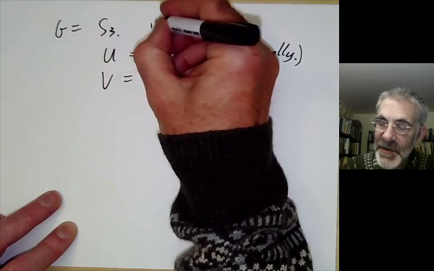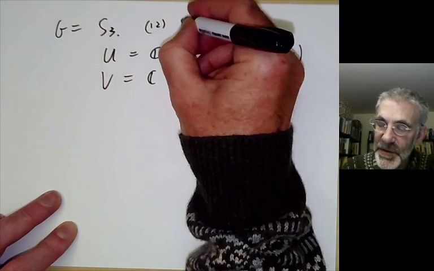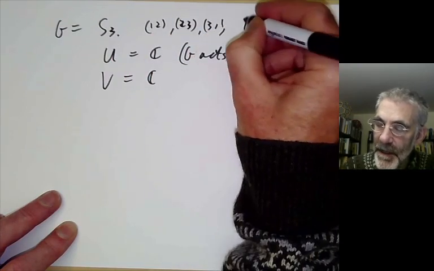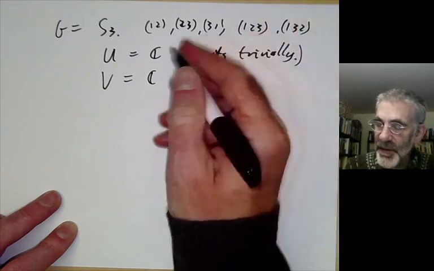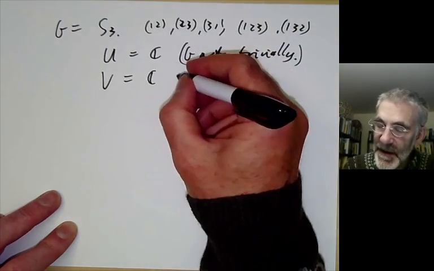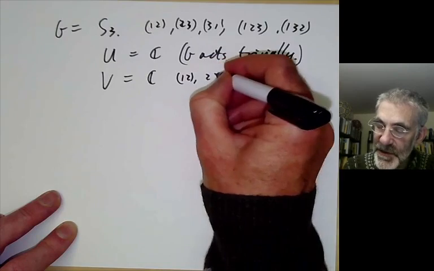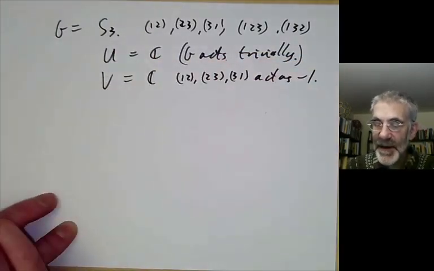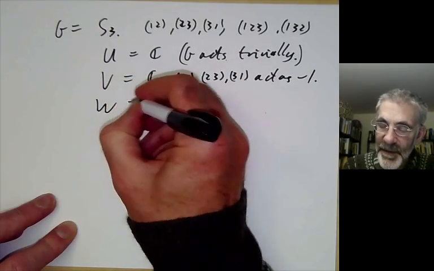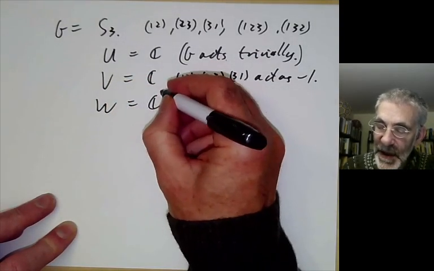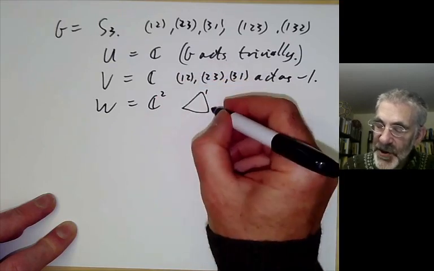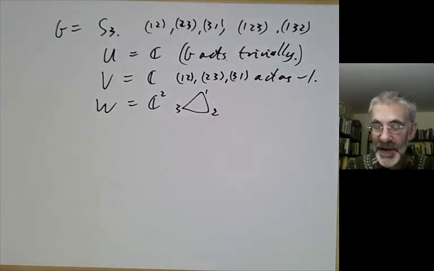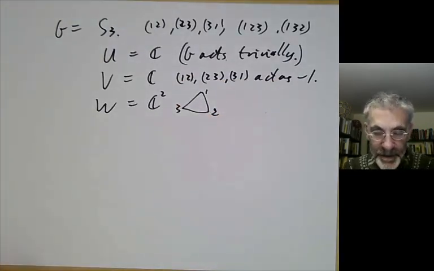So you remember S3 has elements (1 2), (2 3), (3 1), (1 2 3), and (1 3 2) of permutations. In this, (1 2), (2 3), and (3 1) can act as -1, and the other elements act as 1. Or W could be a two-dimensional representation with G acting as symmetries of a triangle embedded inside a two-dimensional vector space.